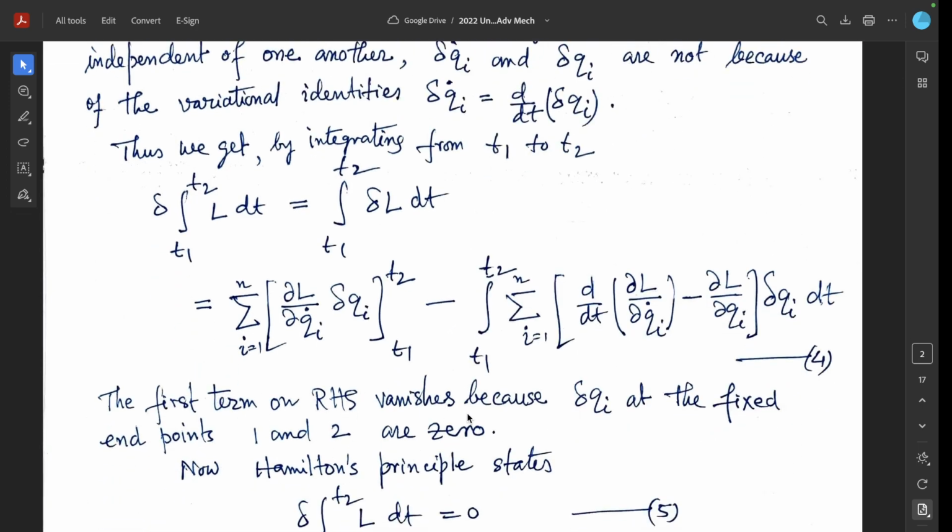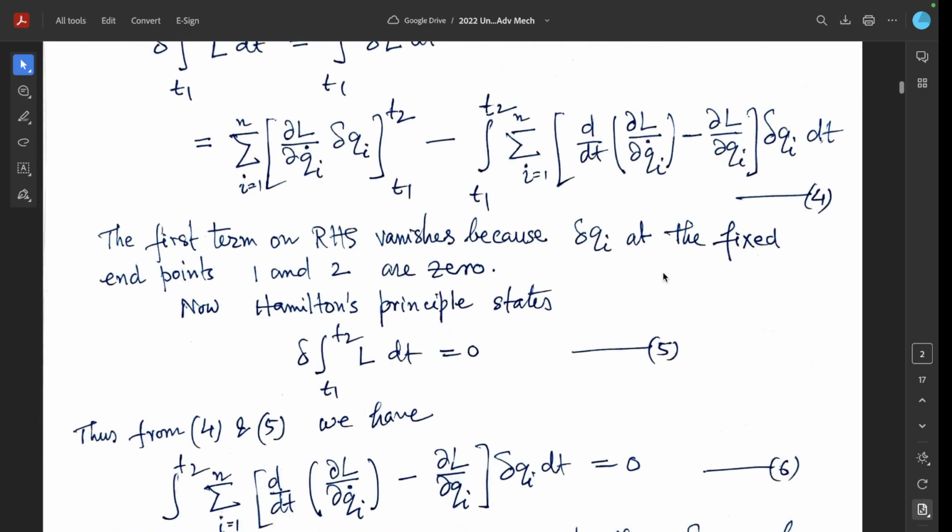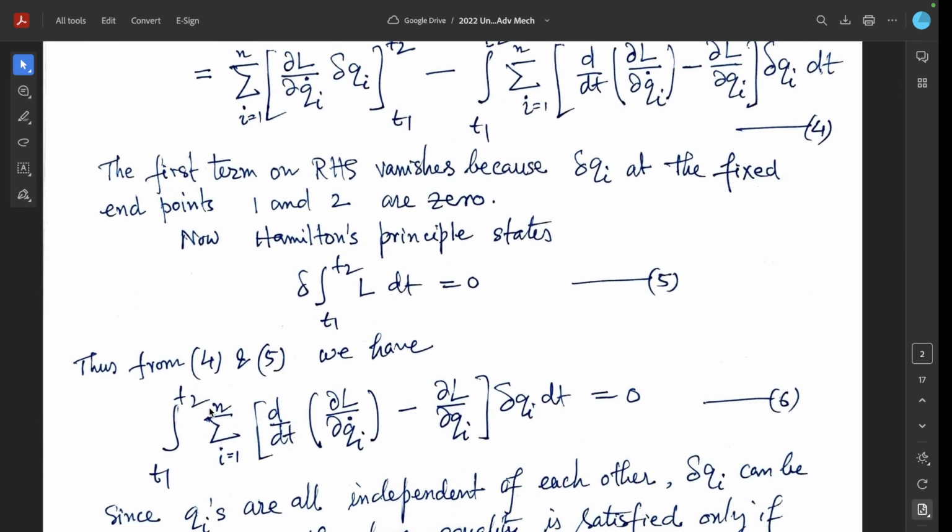The first term on the right hand side vanishes because delta qi at the fixed endpoints 1 and 2 are 0: delta qi for t1 equal to 0 and delta qi for t2 equal to 0. Hamilton's principle states that delta of the integration from t1 to t2 of L dt equals 0, so obviously these terms equal 0. So we get the integration from t1 to t2 of the summation over i of d/dt of del L by del qi dot minus del L by del qi, times delta qi dt, equal to 0.